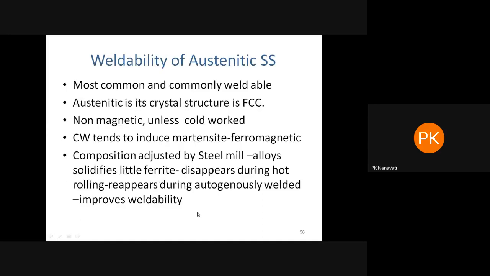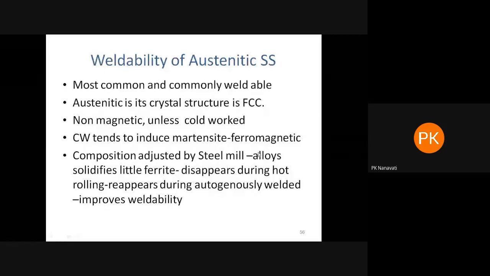All right. Now, moving on to our discussion of the austenitic stainless steel. As I have told you, austenitic stainless steels are the most common and most weldable stainless steels, and most of the constructions and most of the fabrication make use of austenitic stainless steel, because they are most weldable. Their crystal structure is face-centered cubic, and they are non-magnetic in nature. But unless they are cold worked, because whenever they are cold worked, some martensite develops, and this martensite is ferromagnetic in nature, right?